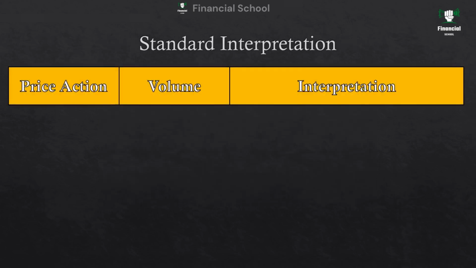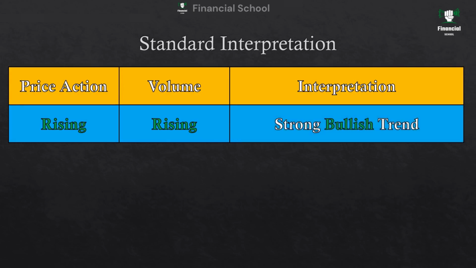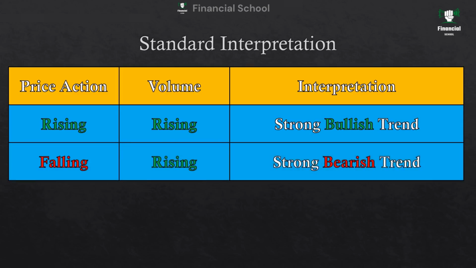When volume is rising and price action is also rising, we have the confirmation of a bullish movement. In other words, the bullish movement has enough volume to be sustained. When volume is rising and price action is falling, we have the confirmation of a bearish movement. In other words, there is enough volume to sustain the bearish movement.